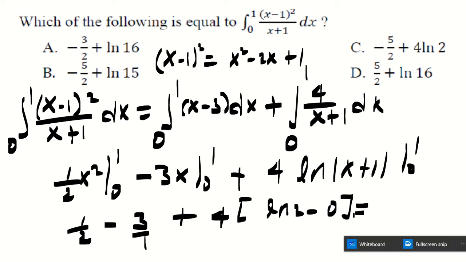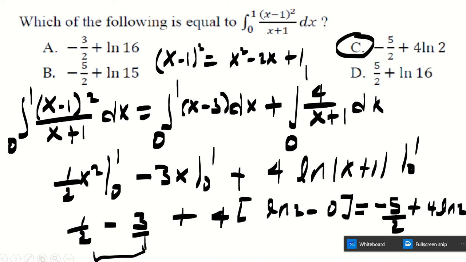This is equal to negative 5 over 2, the difference of these two, plus 4 times ln 2, because here only ln 2 is left. So the answer is found in C.